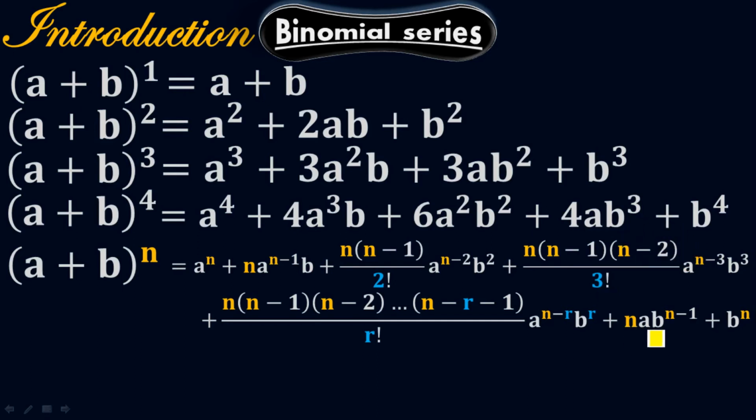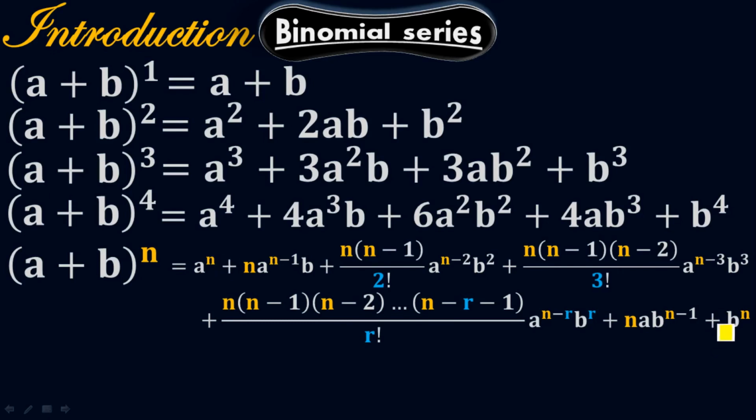Plus n into a times b to the n minus 1 plus b to the n. Like here, it starts from a to the n, and then n times a to the n minus 1 times b. But the binomial series ends at b to the n. Here we have n into a to the n minus 1, here b to the n minus 1. Here the power of b is 0, b to the 0, which is 1. Normally we don't write b to the 0 because it equals 1.